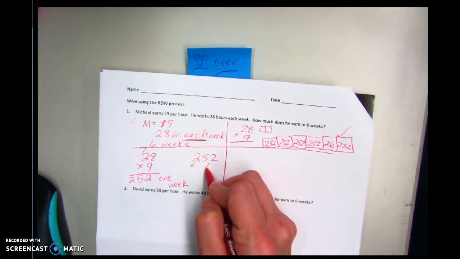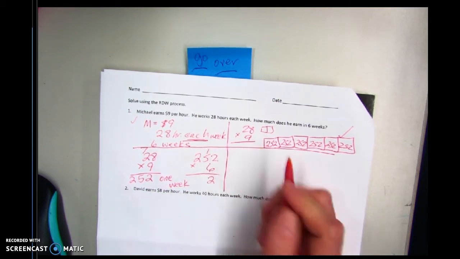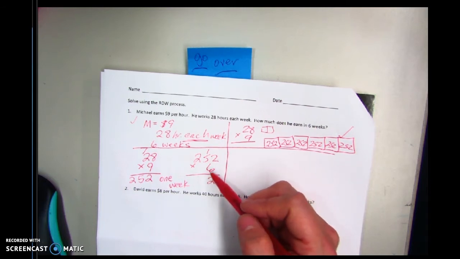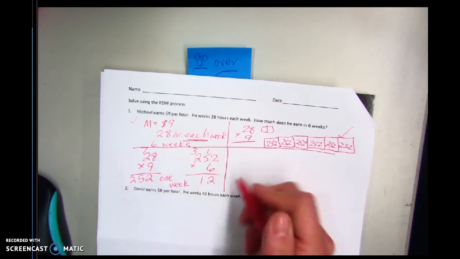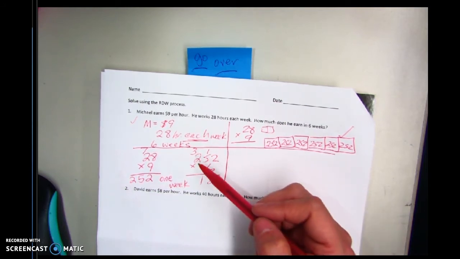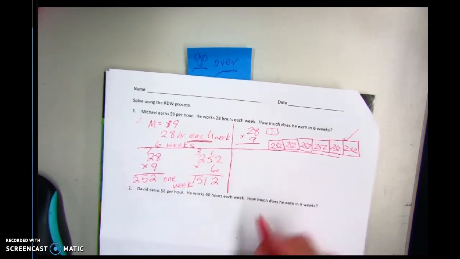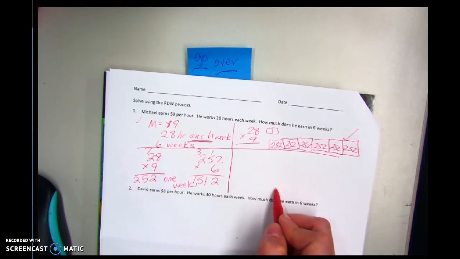252 times 6. 6 times 2 is 12. I'm going to regroup that 1. 6 times 5 is what? 30. Plus 1 is? 31. 1 goes down, 3 goes up. 6 times 2 is? 12. 12 plus 3 is? 15. So my answer is 1,512. I'm going to write my statement.